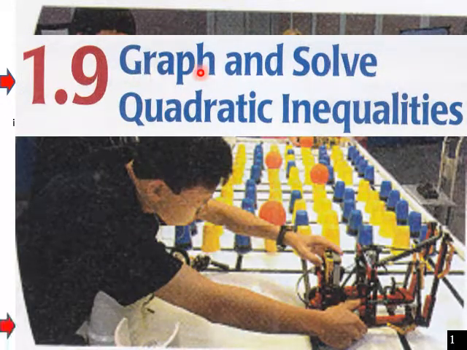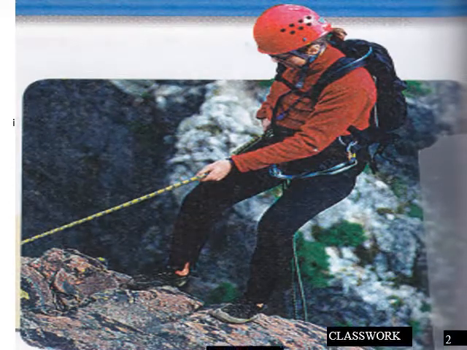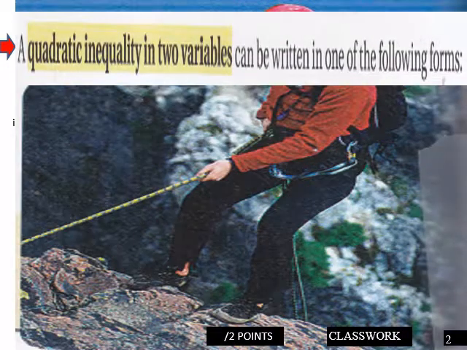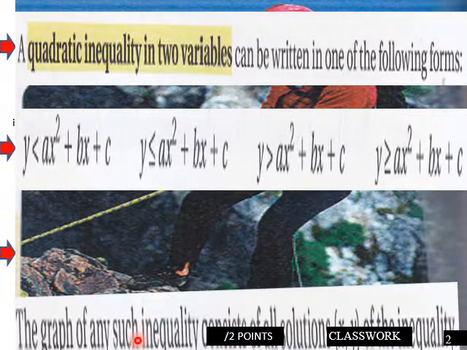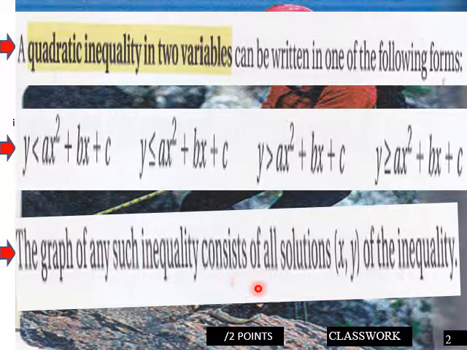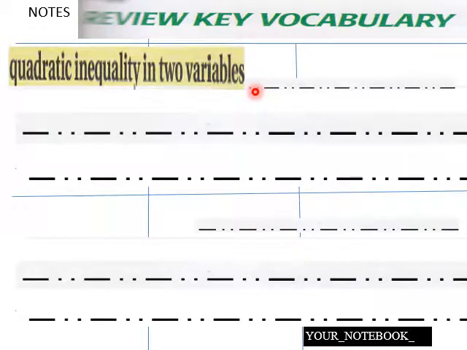Okay, 1.9, graph and solve quadratic inequalities. You will graph and solve quadratic inequalities. So a quadratic inequality in two variables can be written in one of the following forms. Here are all the inequalities: less than, greater than, less than or equal, or greater than or equal. The graph of any such inequality consists of all solutions (x, y) of the inequality. So here we go. Students, define this in your own words.